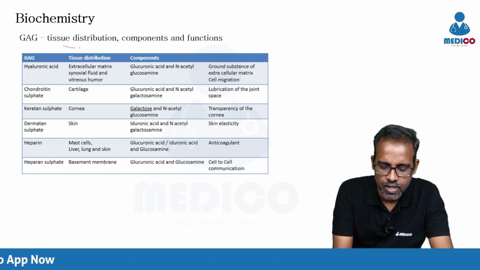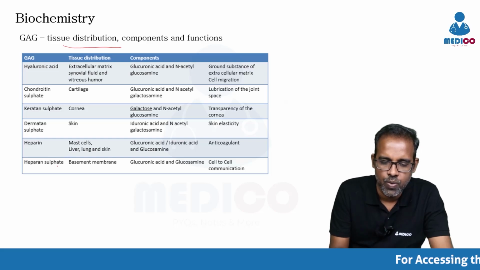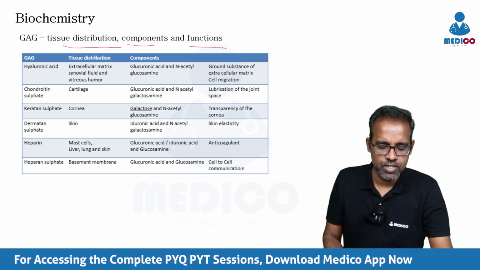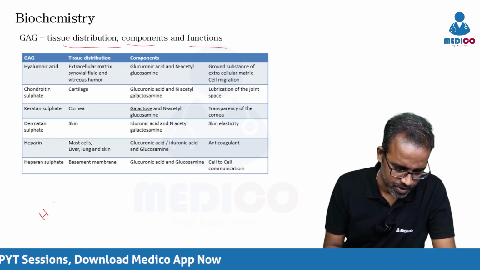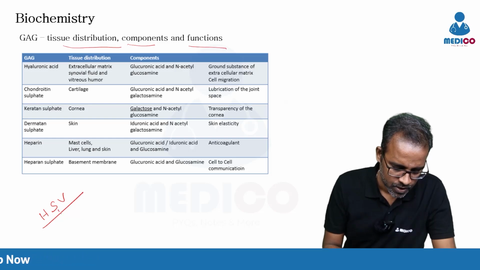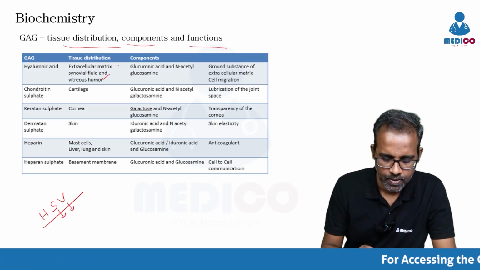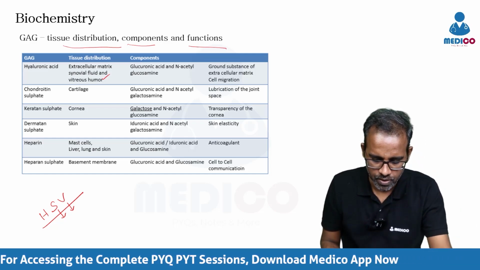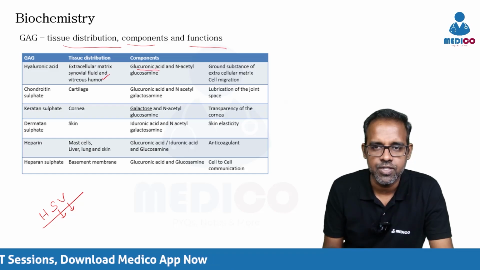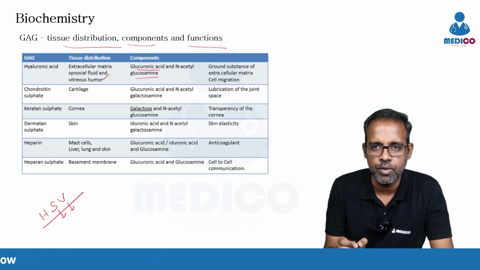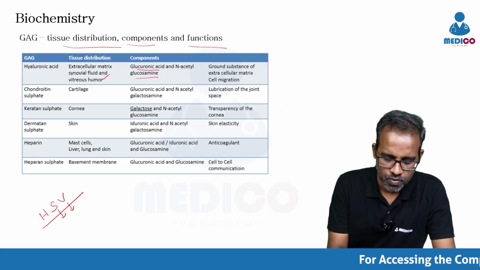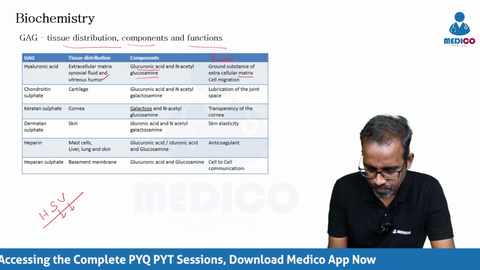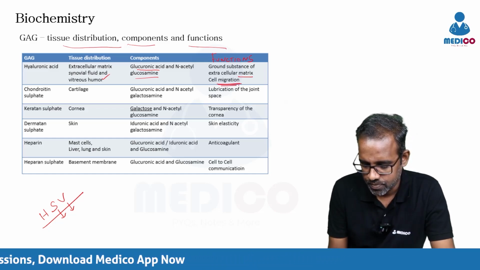Each glycosaminoglycan which I have listed varies in its tissue distribution, its components, and its functions. For example, hyaluronic acid is present in synovial fluid and vitreous humor. What is it made up of? I said it is made up of repeating units of uronic acid and amino sugar. So it is made up of glucuronic acid, which is a uronic acid, and the amino sugar glucosamine. Where is it found? It is found in the ground substance of the extracellular matrix. These are the functions. It is also responsible for cell migration.